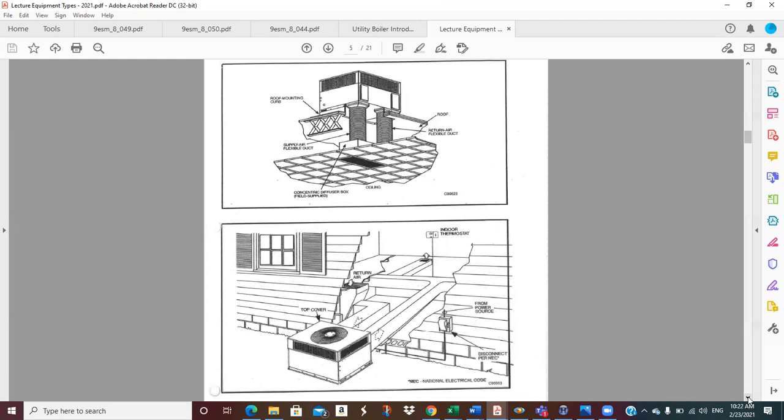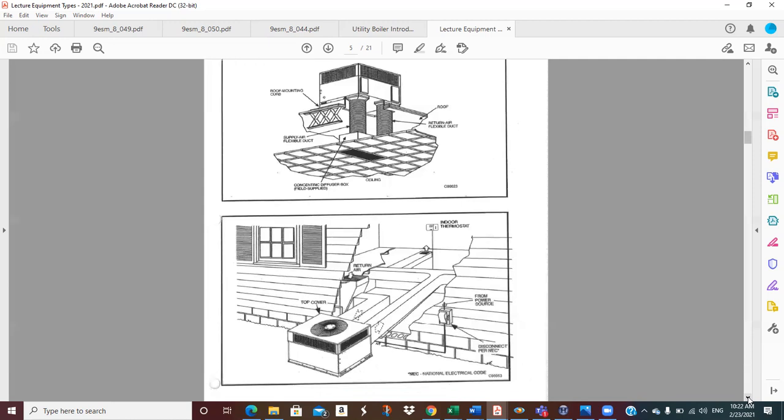Now, it's possible to set a unit up on the roof and pipe chilled water to it. And so that would be a packaged chill water system, I guess. But generally speaking, the packaged equipment is DX and has just the refrigerant flowing to it.